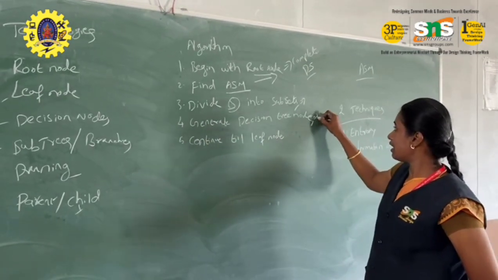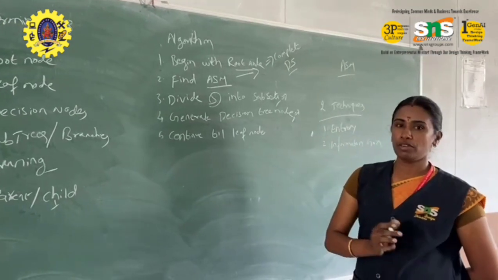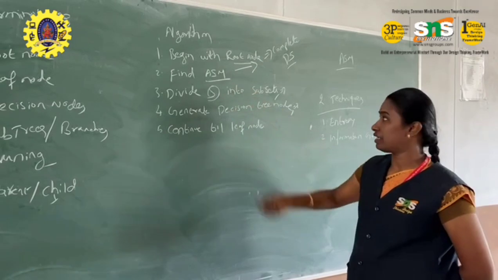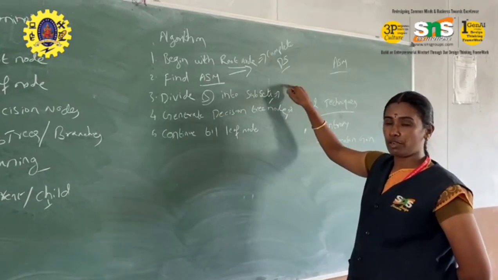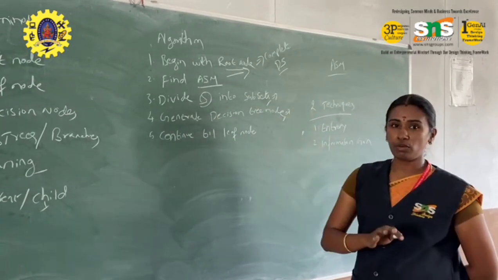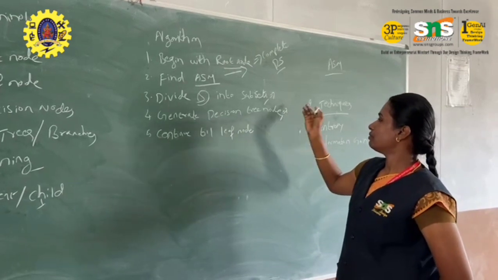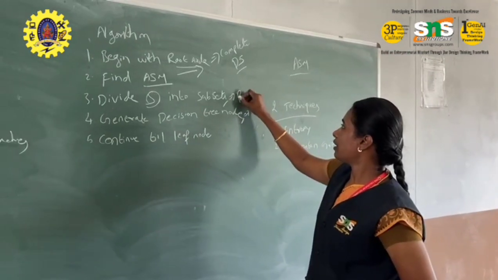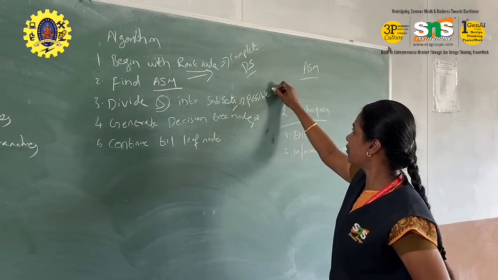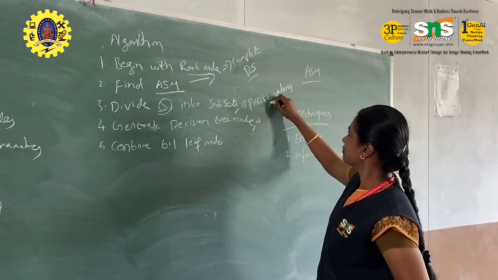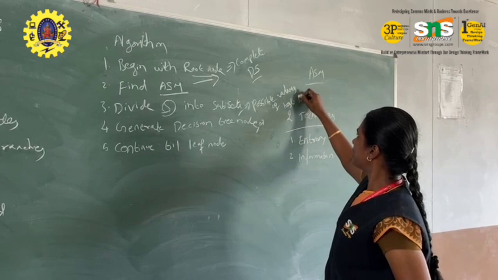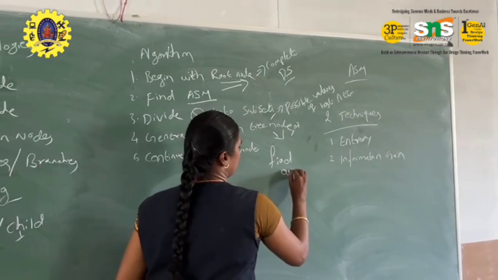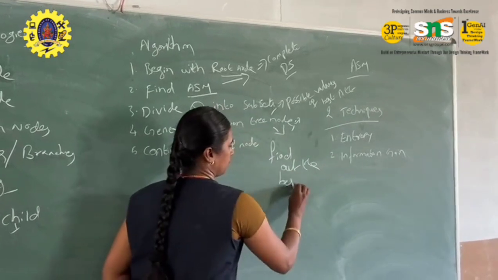And here it contains the best attribute. So you must know the difference between the third step and the fourth step. In the third step, the possible values are discussed. In the fourth step, we find out the best attribute, the possible values of the best attribute.